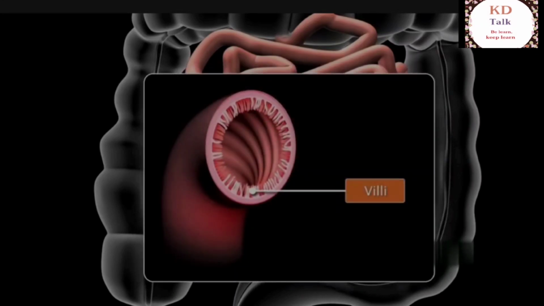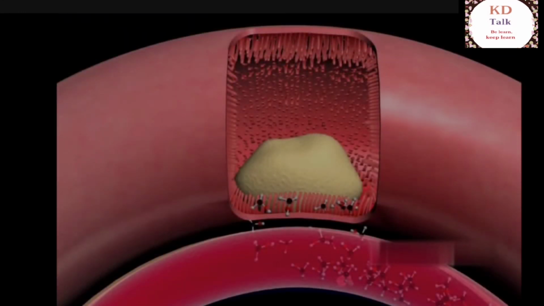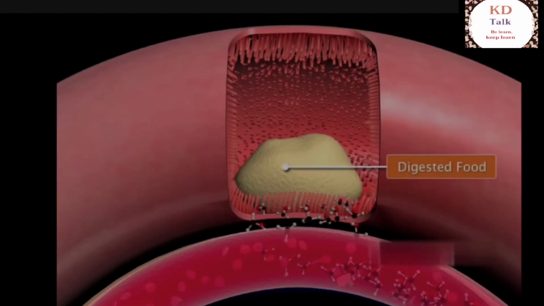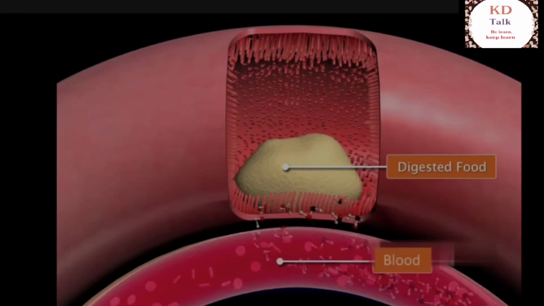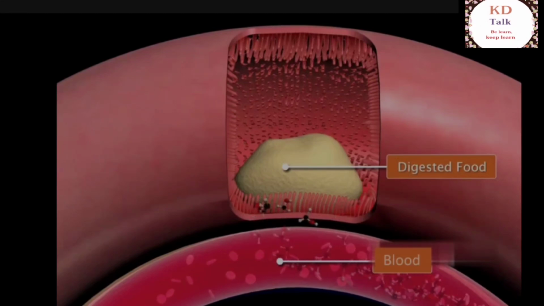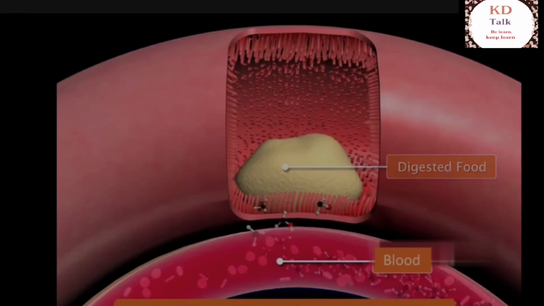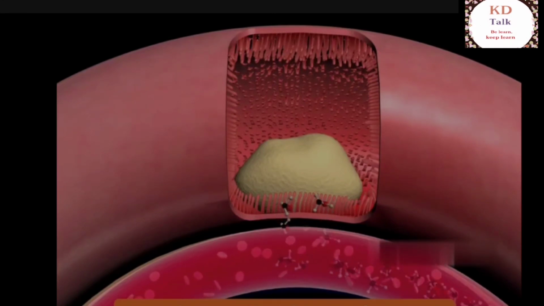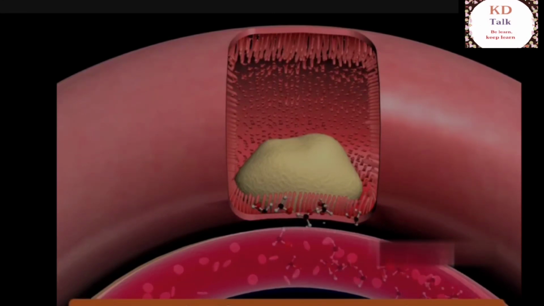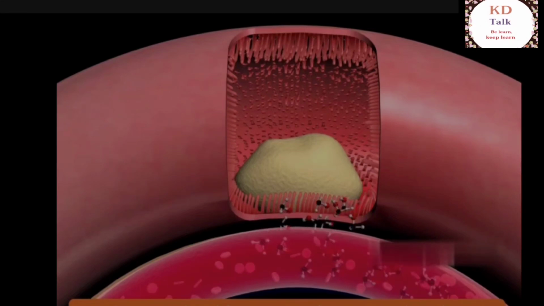The walls of the ileum have finger-like projections called villi. They increase the surface area for better absorption of digested food. The digested food materials are now absorbed into the blood and transported to all parts of the body. In the cells of the body, these nutrients are utilized or assimilated. Food is assimilated for energy release, growth, and repair.